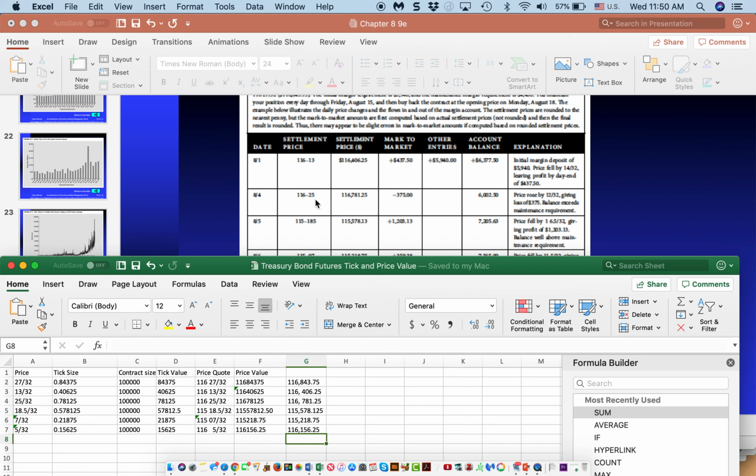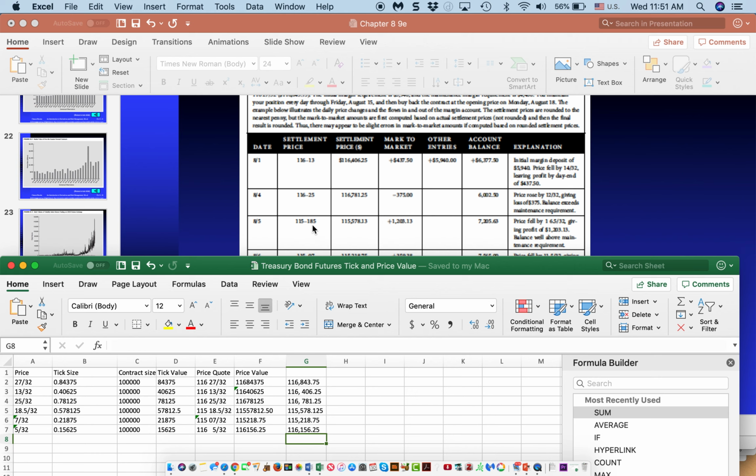Then it went up. Going up on the short side is bad news. So you figure this out, 116-25/32, and that becomes 116,781. So you see these two differences are going to affect you in a negative way. You lost the difference between those two, which is 375, and you subtract it from 6,377.50, and it becomes 6,002.50. And then you have an explanation in here.